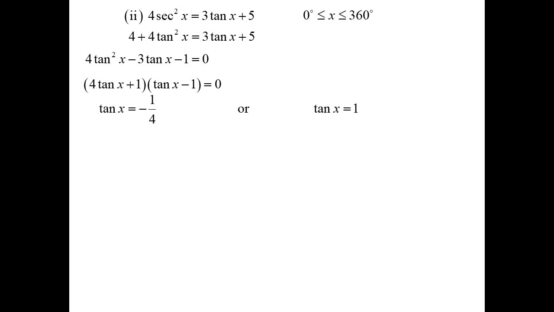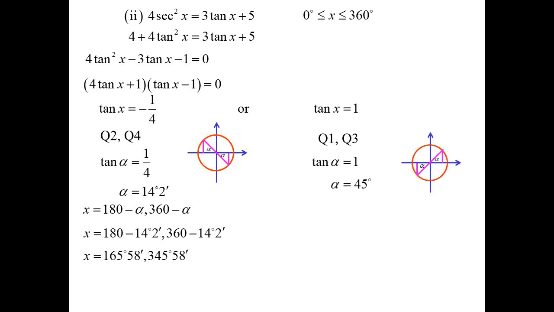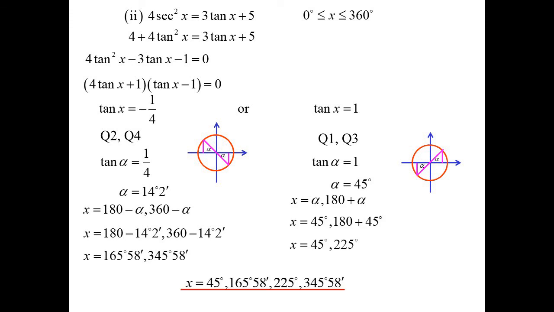So just dealing with them one at a time. Tan's negative in the second and fourth quadrant, of course. The acute angle works out to be 14 degrees 2. So subbing that in, we get 2 possibilities for x. Now tan x equals 1. Well, that's a lot nicer because that's one of our exact values, isn't it? So we know that the acute angle would be 45 degrees. And then a final solution. I like to put them in numerical order because I just think that looks neat.